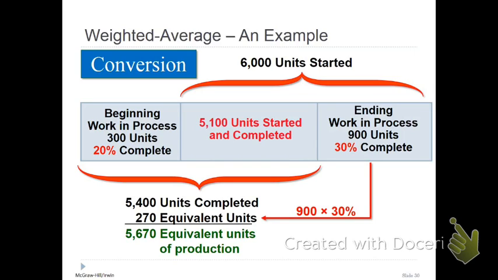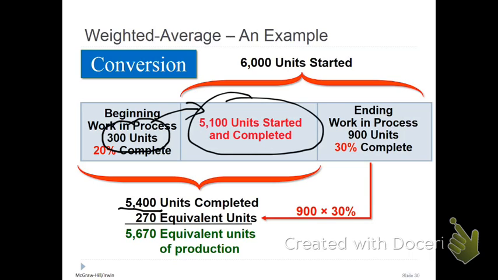Okay, 5,100 units were started and completed, but 5,400 units were completed. And 2,700. Quick note here, just so we're clear. The question is, how come there's 5,100 units that were started and completed, but 5,400 units were completed? In essence, what we're saying is those 300 were done as well. So those were the total that were transferred out, hence that 5,400, and then 900 here at 30% gives us that 270 for the equivalent units there.